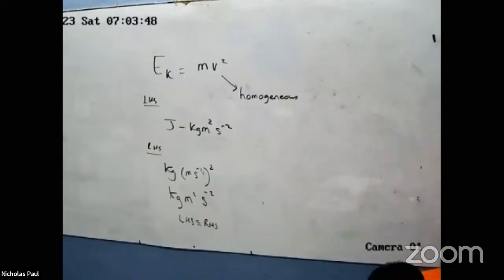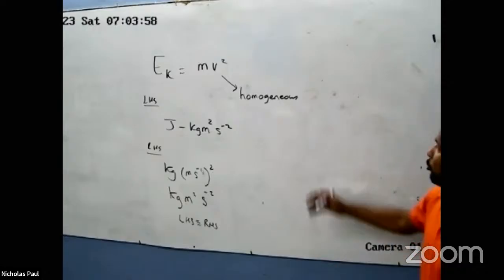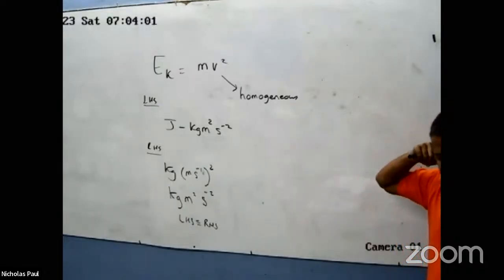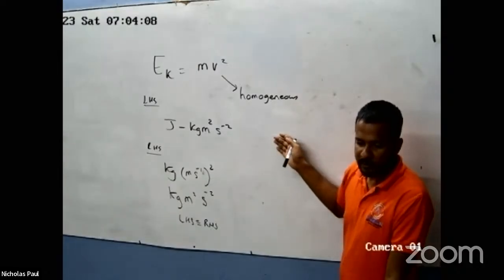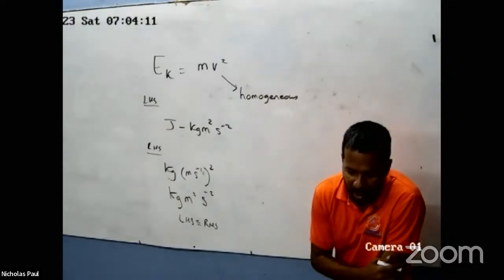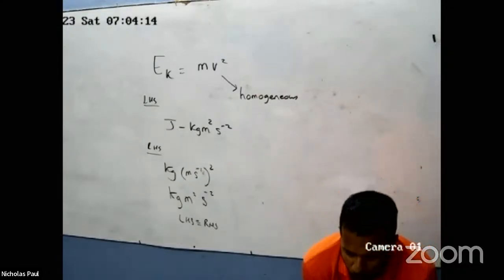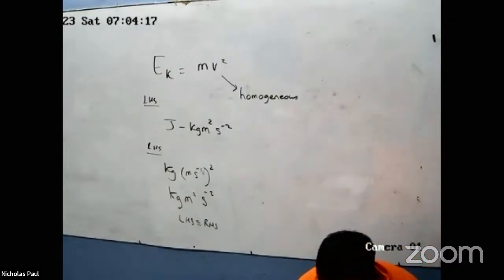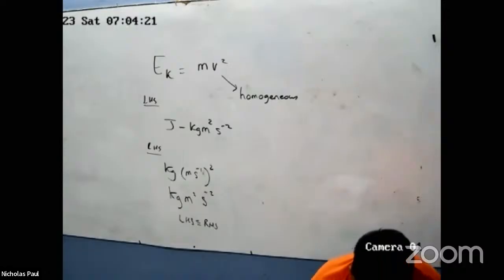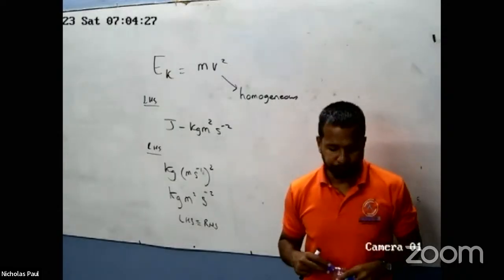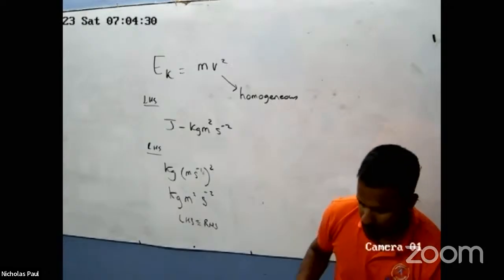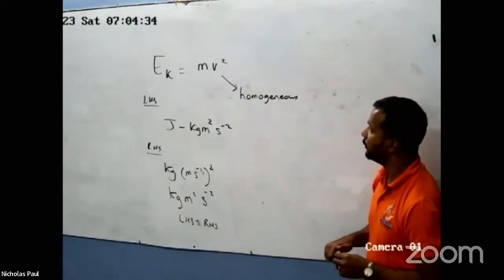Could you repeat the line above? What I said is that if an equation is homogeneous, it may not be correct, because homogeneity doesn't cater for the constants in the equation.